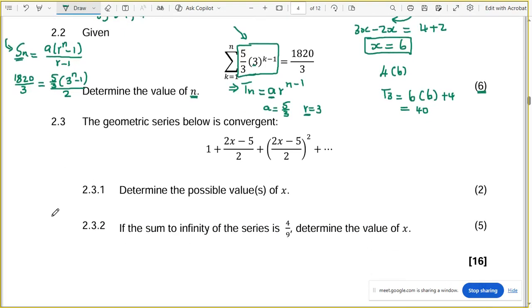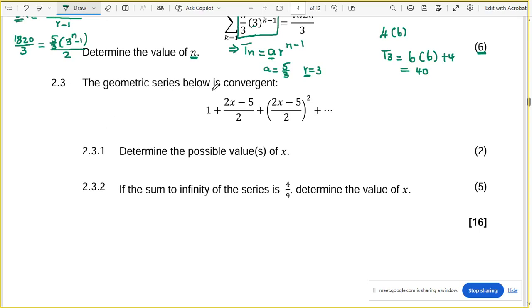Okay, let's move to 2.3. On this 2.3, they say the geometric series is convergent. So when we say a series is convergent, what comes in your mind? What do you know about convergent series? Tell me about the value of r. When you see the word convergent, what should the value of r look like? Remember, if a series is convergent, the value of r should be between 1 and minus 1. You understand? Yes.